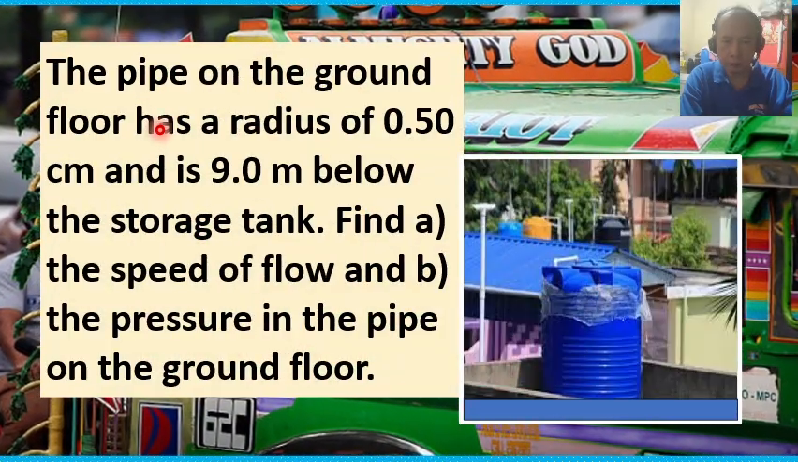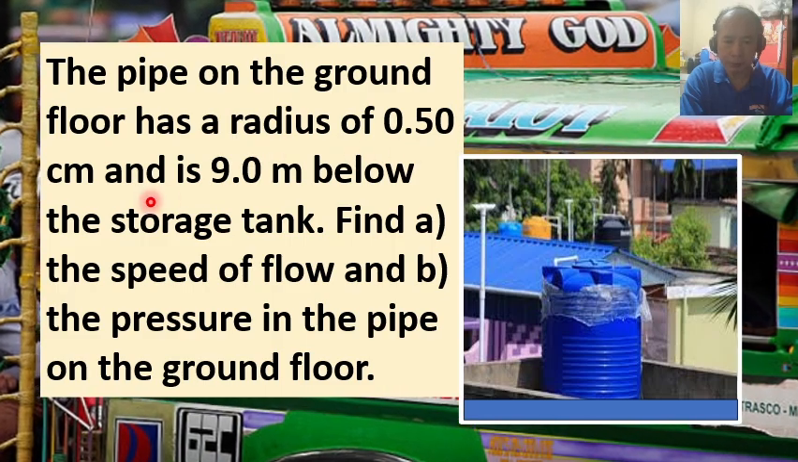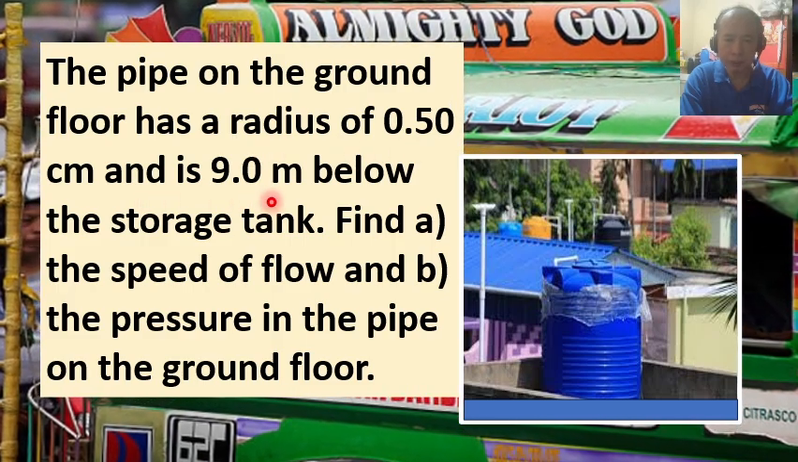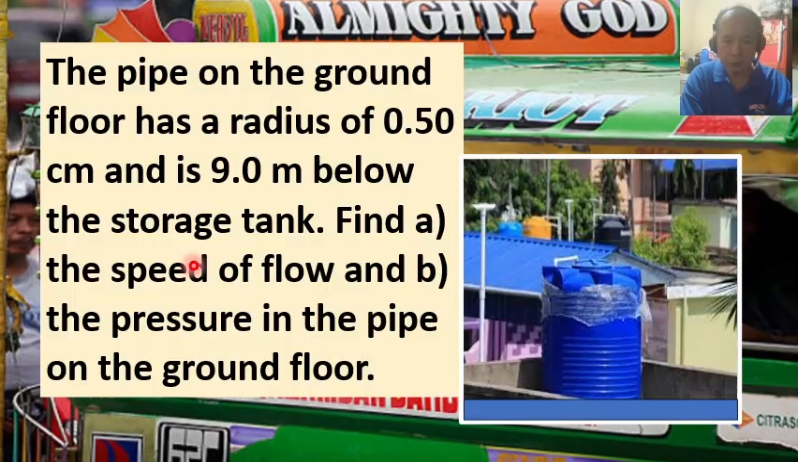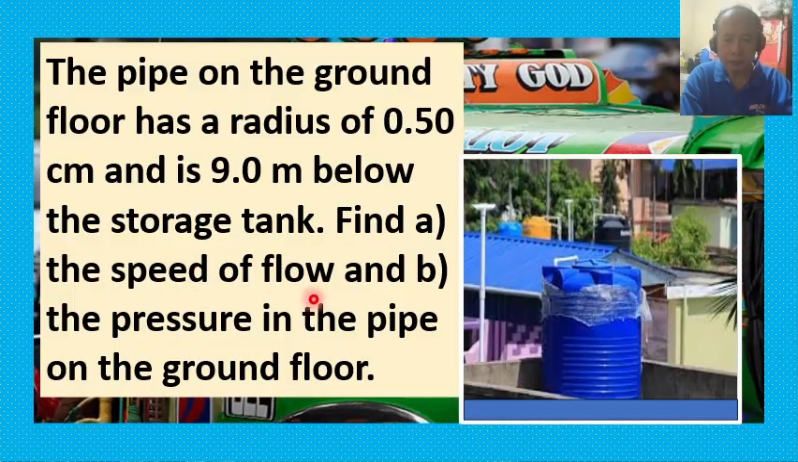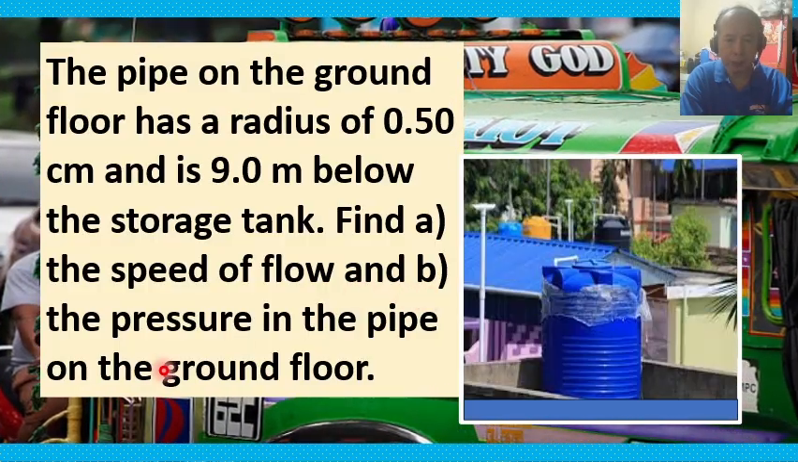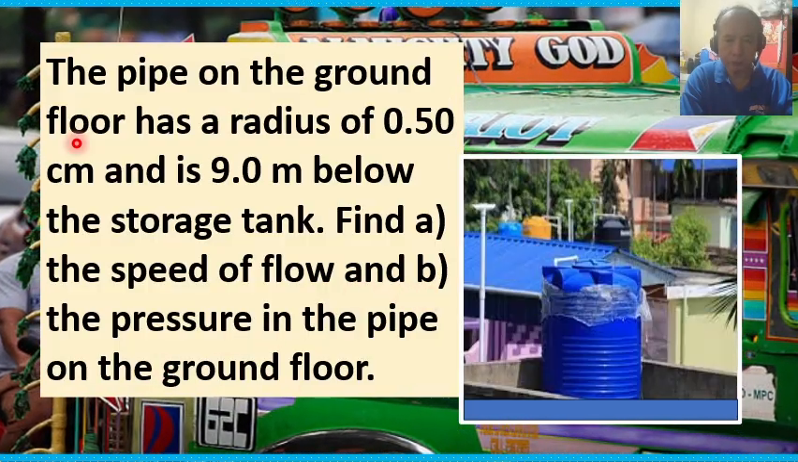The pipe on the ground floor has a radius of 0.50 centimeters and is 9.0 meters below the storage tank. Find letter A, the speed of flow, and letter B, the pressure in the pipe on the ground floor.